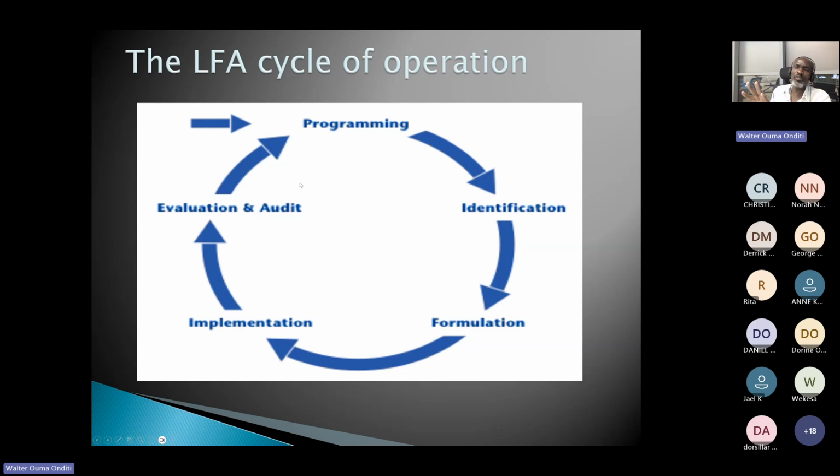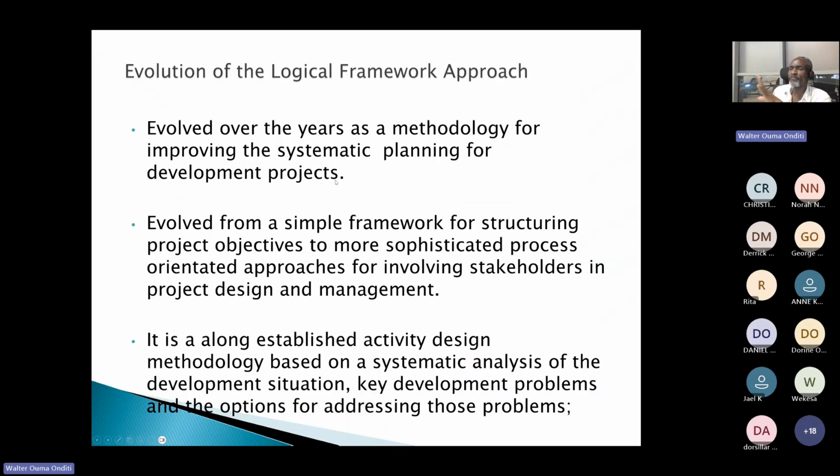I just wanted to bring this to your attention so that you see it still continues into that. And there are a lot of things that I may want you to do here. Remember, we talked about programming, what it entails: identification, formulation, implementation, and of course, evaluation. So let's not repeat it because we have talked about this.